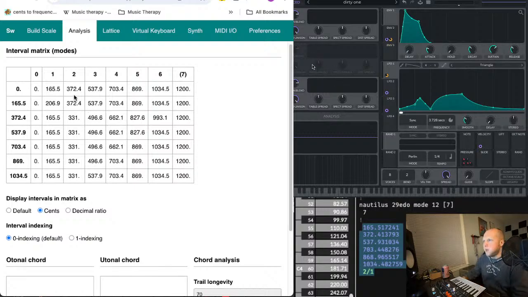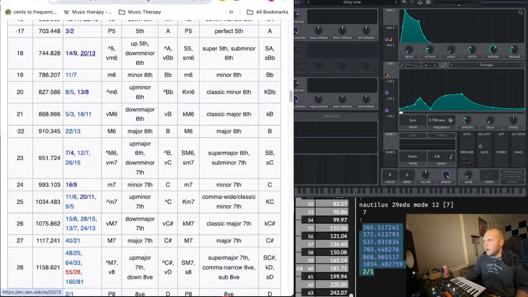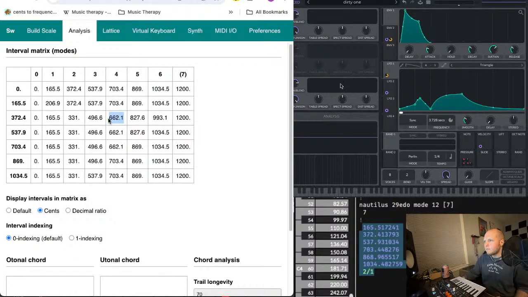So, yeah, I found an identity for this. No, I didn't. I wish I did. My subconscious. Found an identity for what? The 662 is the 2215. Yeah, it's a cent off of that. And then this is just the Pythagorean fifth, more or less. Just the JI 3/2.